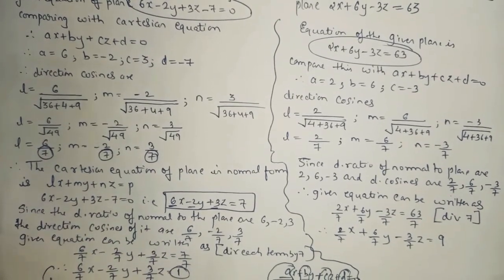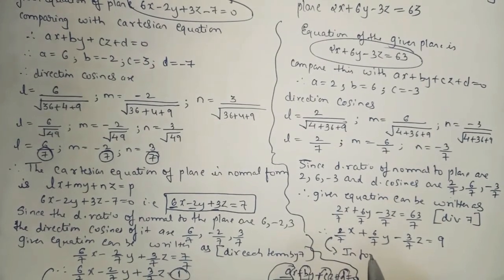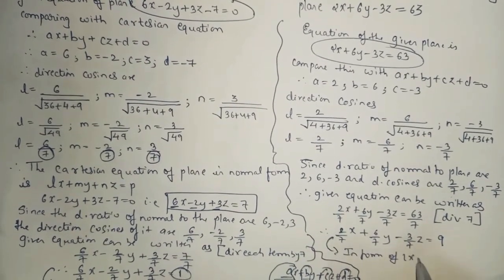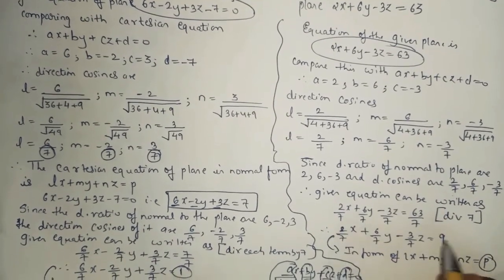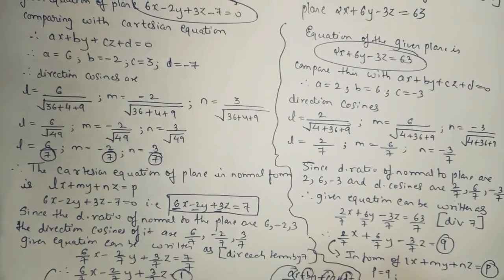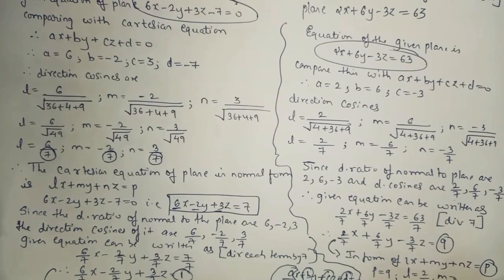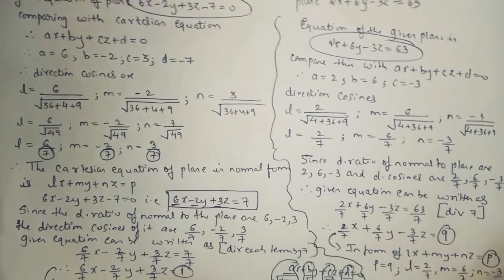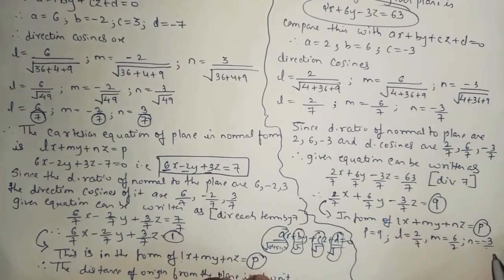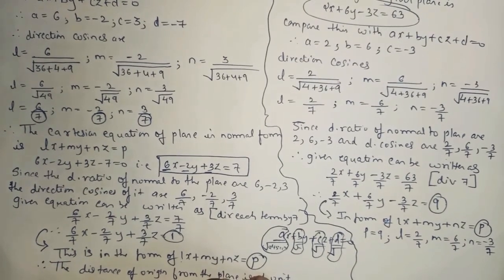Okay. So now this is what? It is in the form of Lx plus my plus nz equals to p. So clearly we can see that p is what, 9, L is what, 2 upon 7, M is what, 6 upon 7, and N is what, minus 3 upon 7. Yes or no? Minus 3 upon 7.